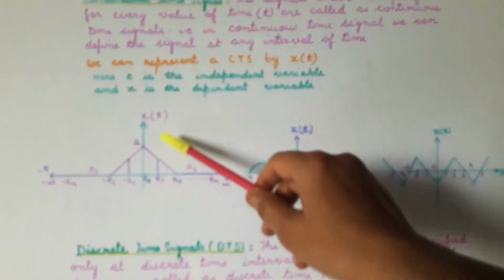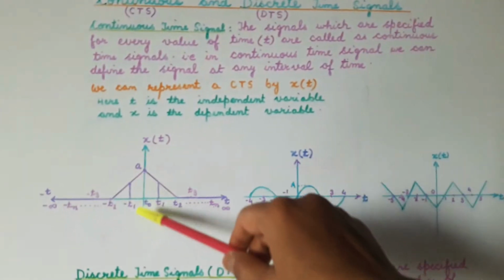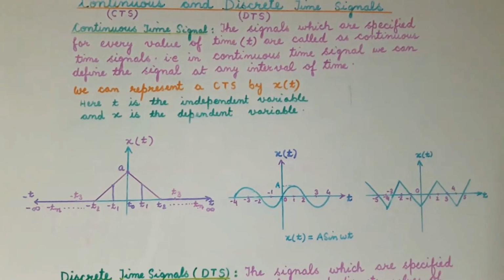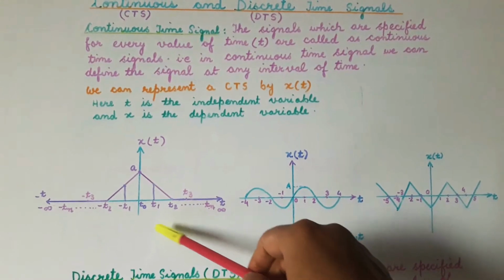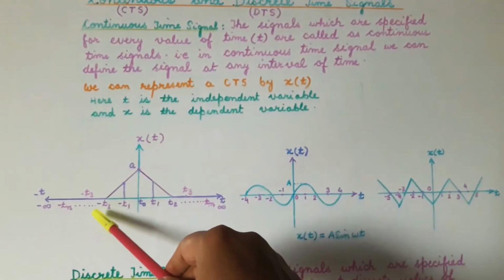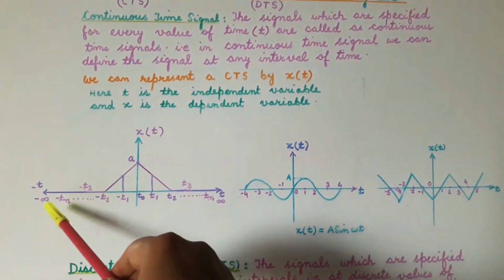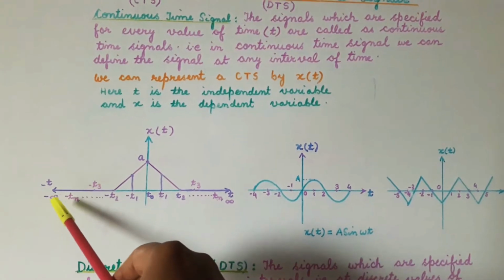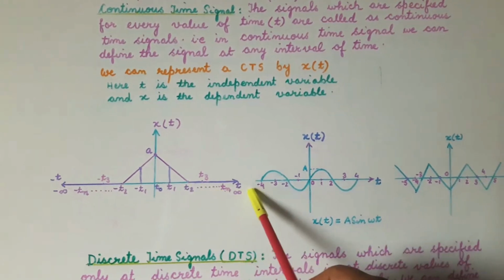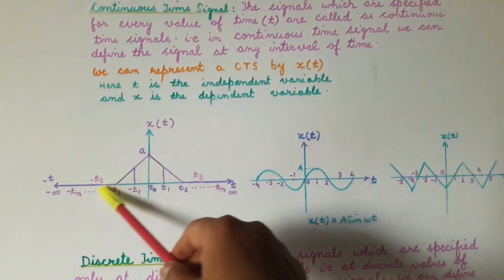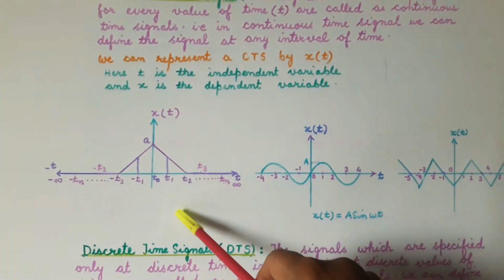Now when we observe this signal, we find that this signal x(t) is having a value of a at t0, and the value of this signal becomes 0 at t2. Similarly, the value of this signal also becomes 0 at minus t2, and it remains 0 thereafter this side also, and this value remains 0 up to plus infinity. Similarly, this side also it remains 0 up to minus infinity. Now this is our continuous time signal.